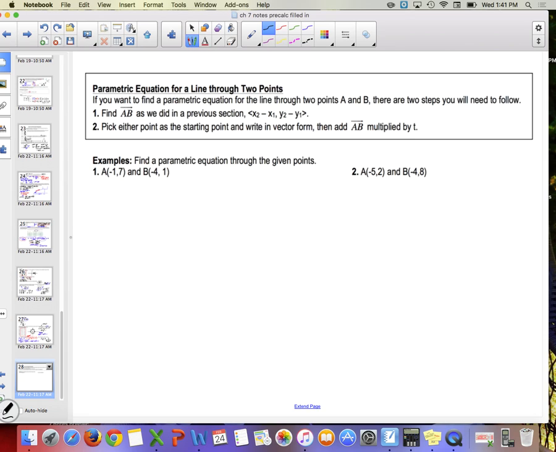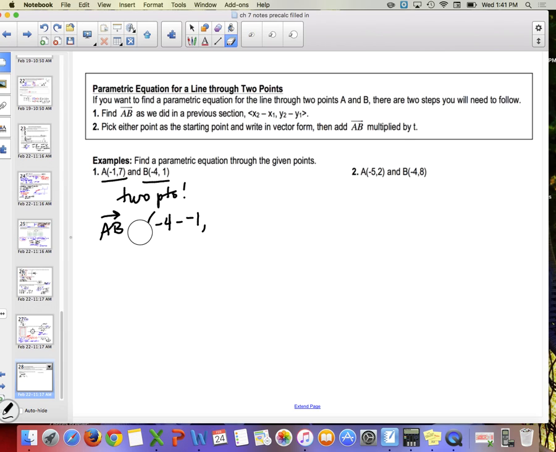Step 1, so it says find the vector AB, as we did in the previous section. So remember, if you have 2 points and you want to get their vector, what we do is we just take the x2 minus the x1. So -4 minus a -1, and then I'm going to do 1 minus a 7. Do you guys remember that? So we end up getting -3, comma, -6. Okay, that's going to be like our starting point.